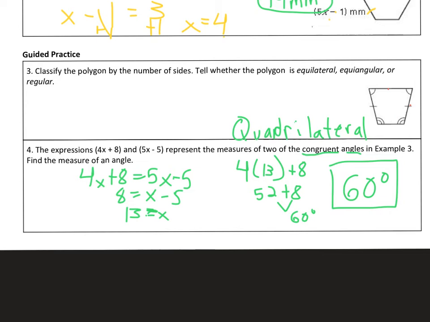Well, first I look at equilateral, because sides, I think those are usually easy to compare. When I look at the sides, only these two sides are congruent. The other two sides are not marked as congruent. So this polygon is not equilateral.